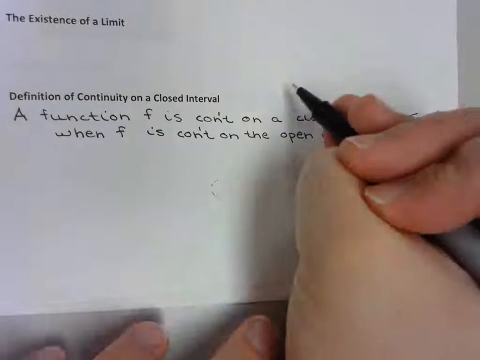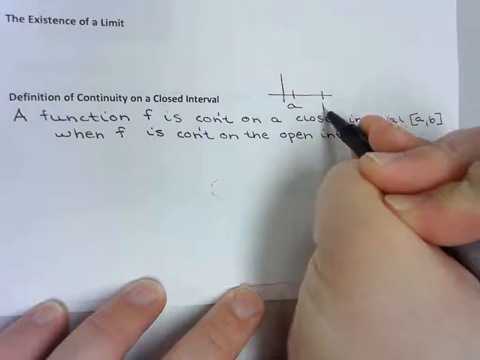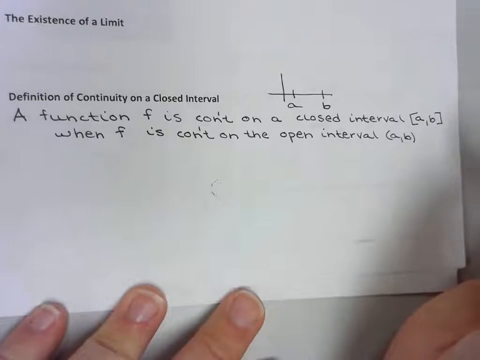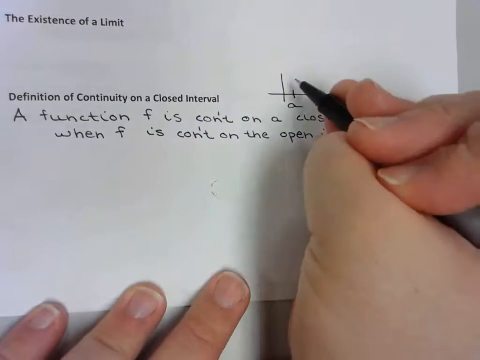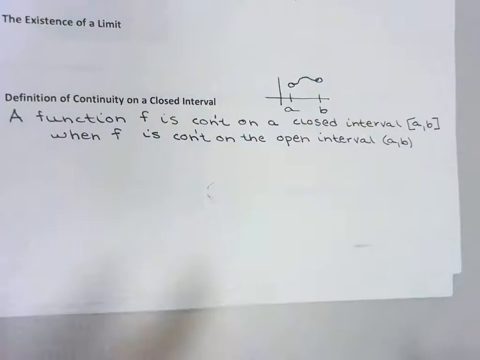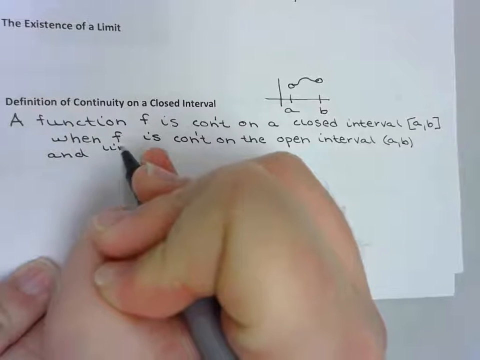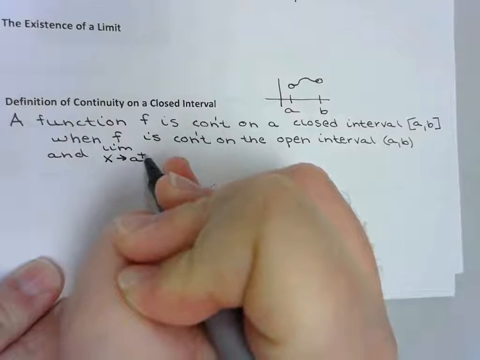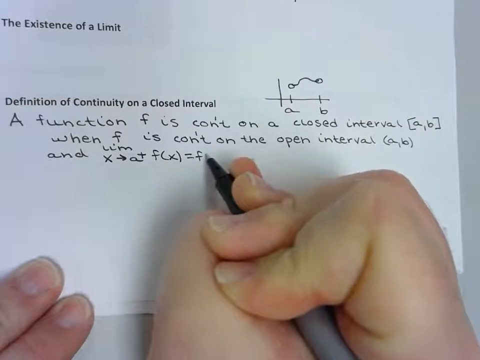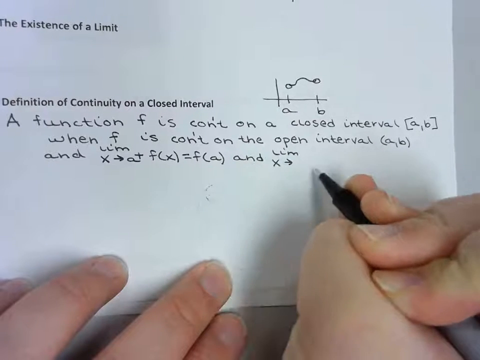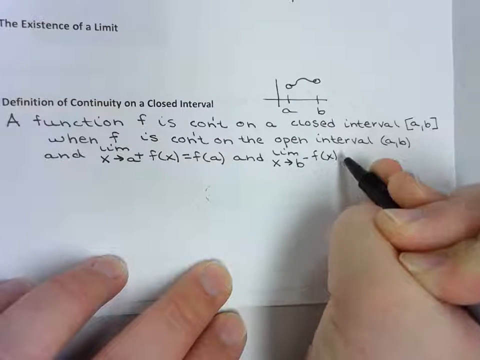So if I think about my function, and here's a and here's b, basically I want to show it's continuous on that closed interval. What I'm saying right now is, when f is continuous on the open interval, it's continuous in between a and b, but I don't know about the endpoints, because it's only continuous between a and b. And the limit as x approaches a from the right of f of x equals f of a, and the limit as x approaches b from the left of f of x equals f of b.